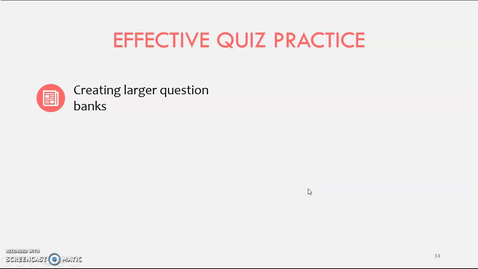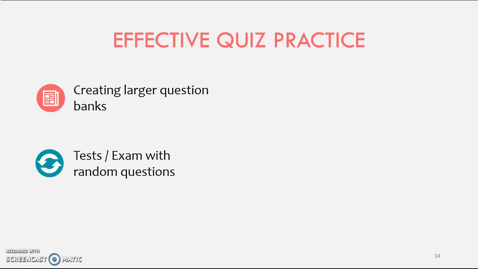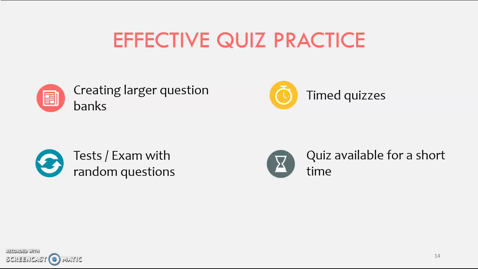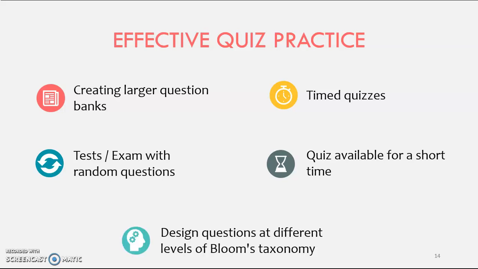So you have to create a large number of questions in a question bank. Then you have to create a test or take an exam with random question order and option order. We have to set the time so that students have to solve those particular questions within that particular time, and you have to make that quiz available for a shorter time, so students have to solve it within that particular time. And last but not the least, design the questions at different levels of Bloom's taxonomy.